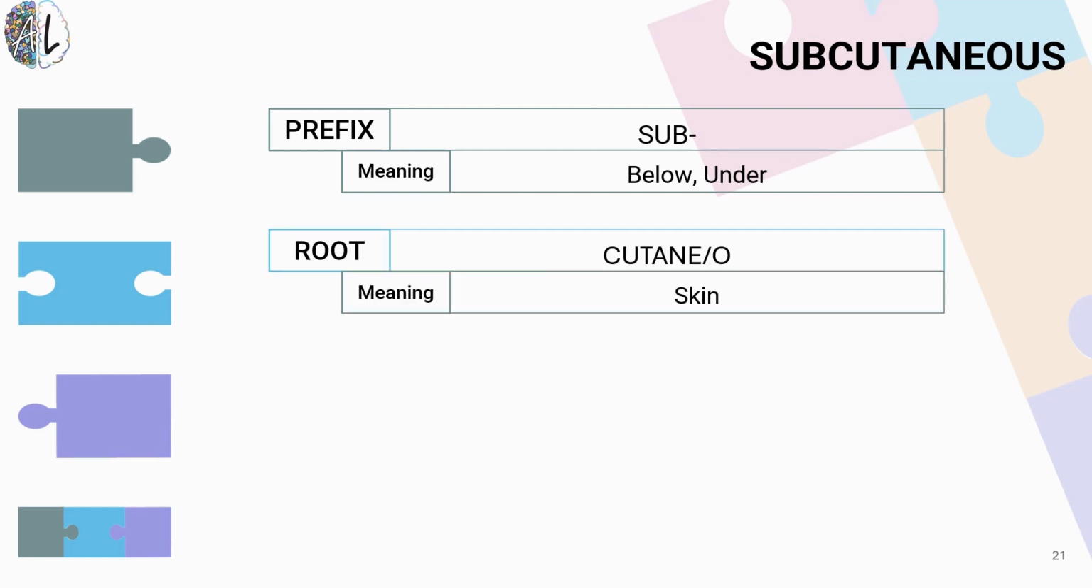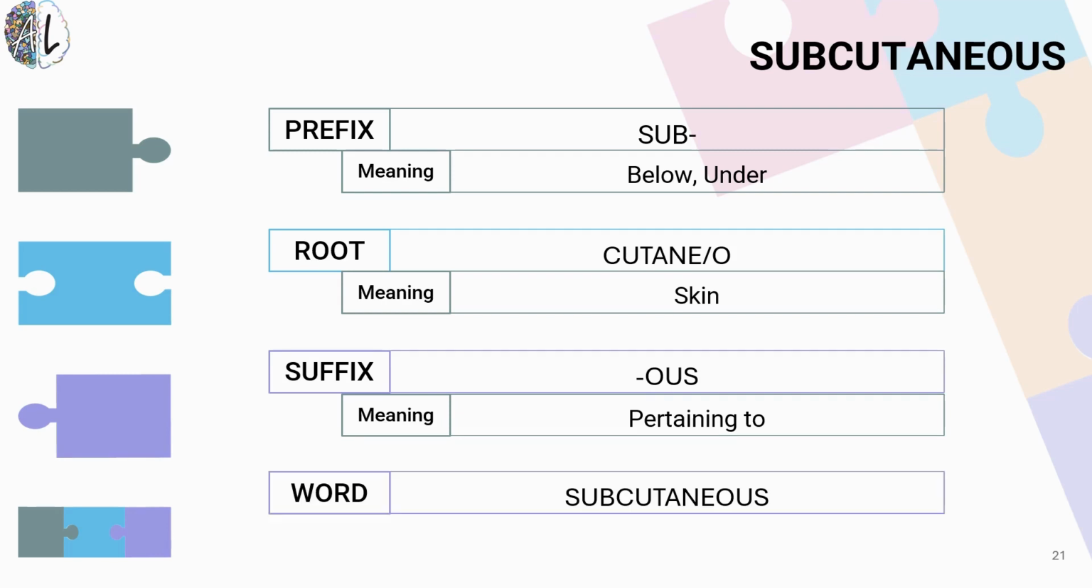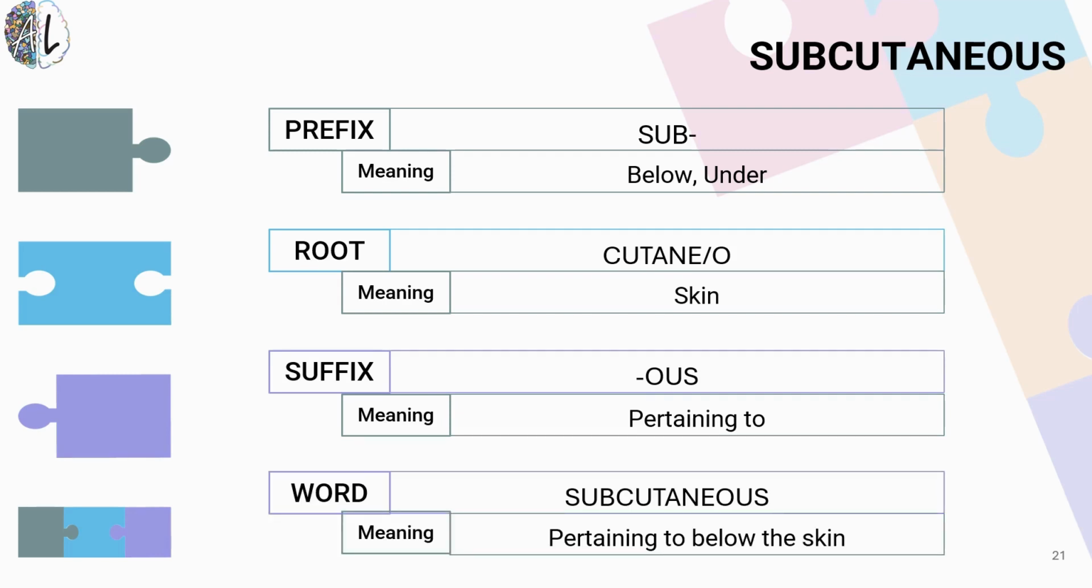Cutaneo is the root term. And I know we've talked about the term dermo meaning skin, but cutaneo is an alternate root term for the word skin. The suffix here is ous, which means pertaining to. And so the word subcutaneous breaks down to pertaining to below the skin or low skin. So it is the lowest layer of the skin. Let's take a look at the second term that we've used to describe this third layer.